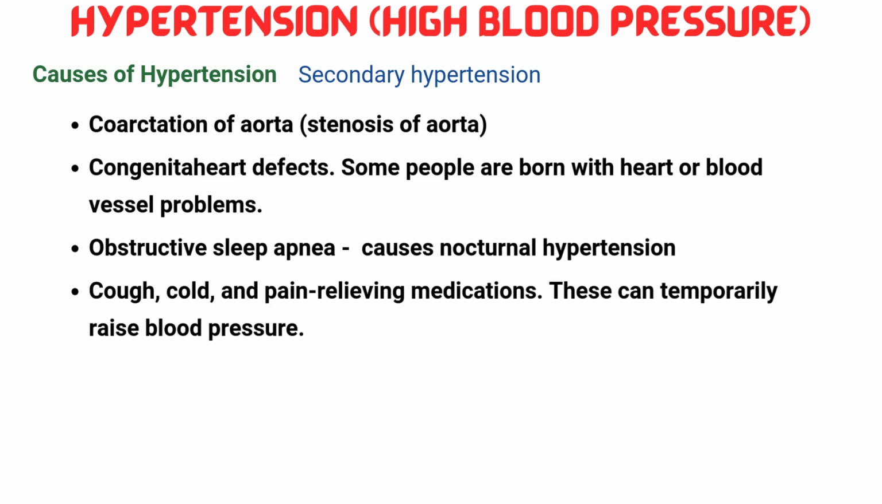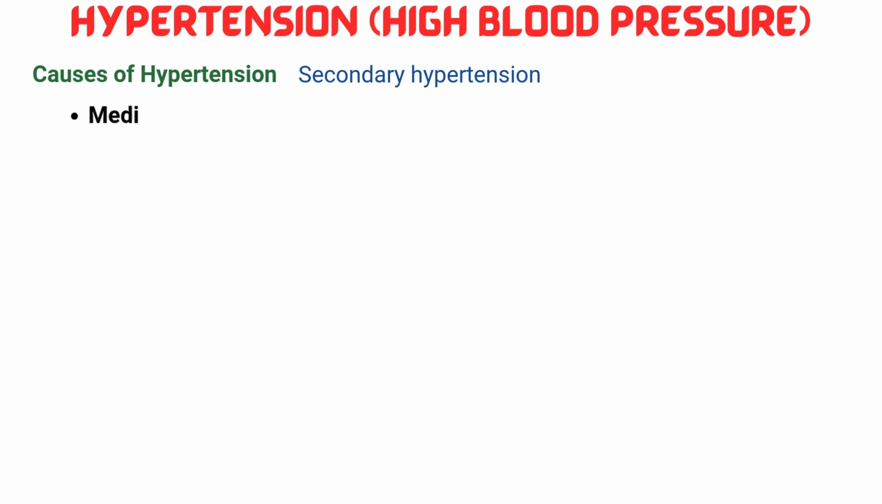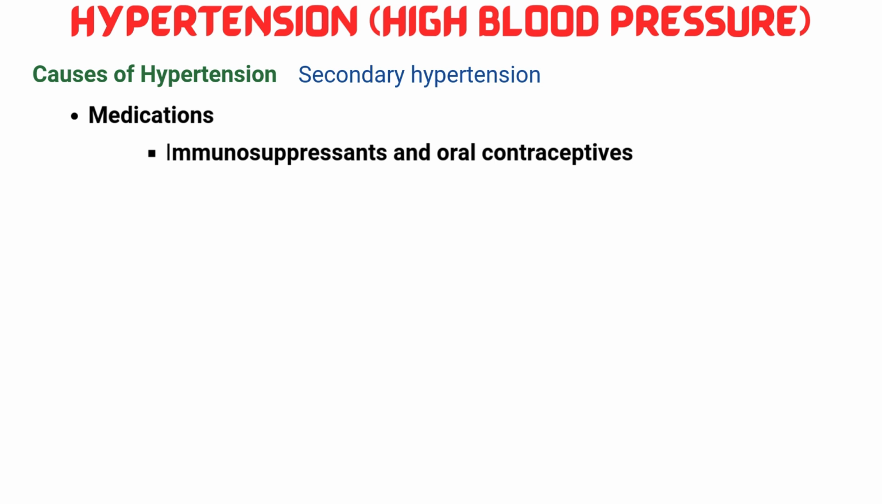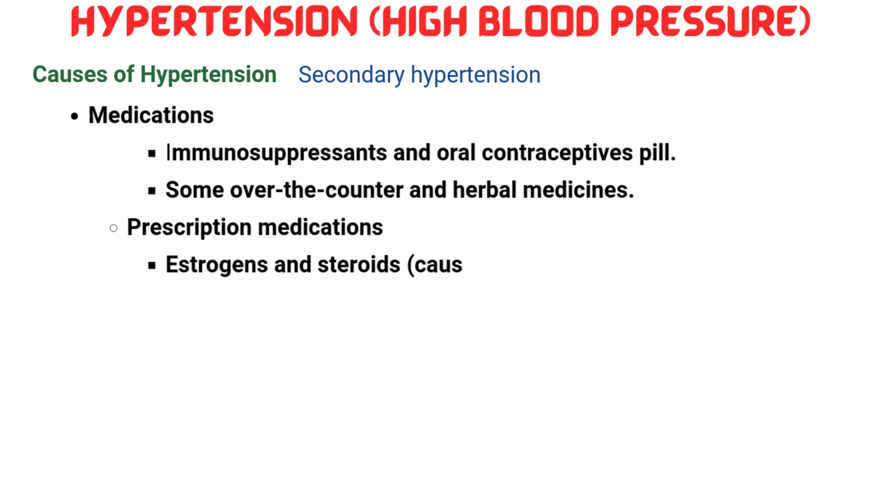Cough, cold, and pain-relieving medications can temporarily raise blood pressure. Certain medications can constrict blood vessels, making it harder for the heart to pump blood. Medications include immunosuppressants and oral contraceptive pills. Some over-the-counter and herbal medicines can also boost blood pressure. Prescription medications such as estrogens and steroids cause fluid retention.